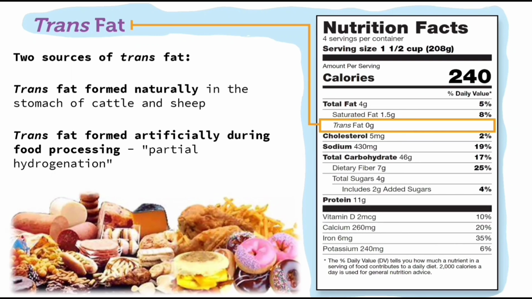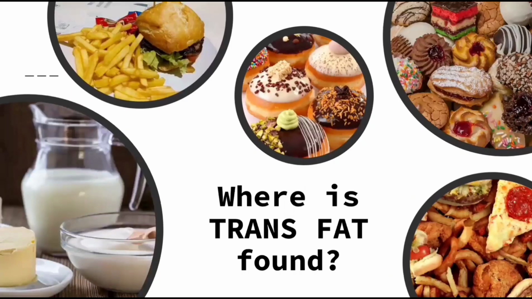Now let's see where it is found. Trans fat formed naturally is found in small amounts in some animal products such as dairy products, beef, and lamb. Trans fat formed artificially during food processing is found in partially hydrogenated oils, which were used in a variety of foods such as baked goods, coffee creamers, frostings, snack foods, and stick margarine.